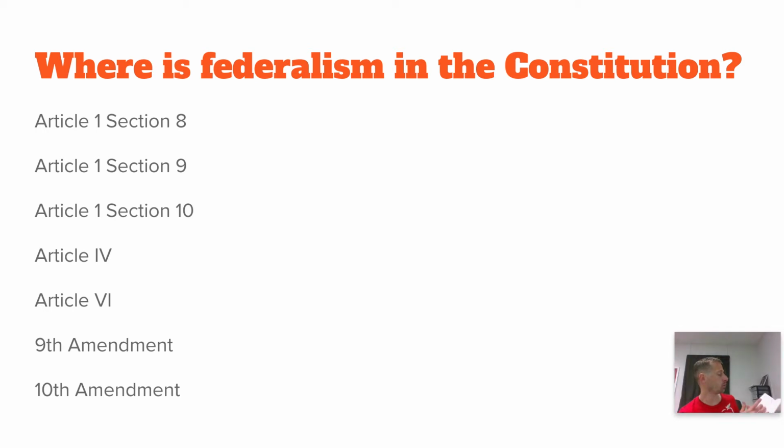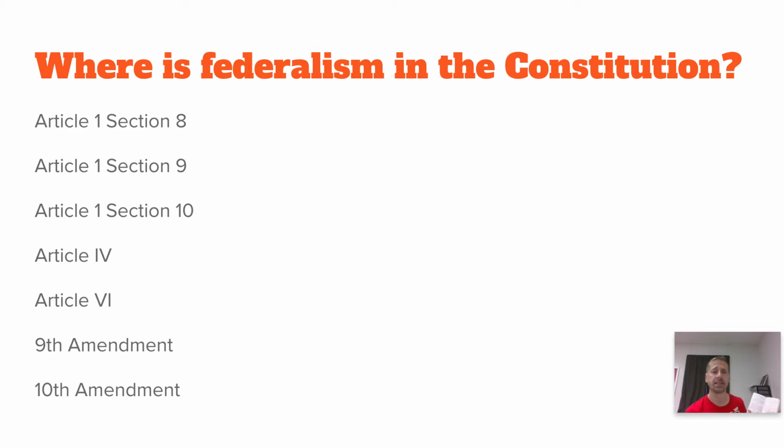Now, if we go to the Ninth Amendment, it says, the enumeration in this Constitution of certain rights shall not be construed to deny or disparage other rights retained by the people. So what does this mean, the Ninth Amendment? It says just because some rights aren't listed in this Constitution doesn't mean we don't have them. And so this deals with federalism because it says the federal government just can't take away rights just because they're not listed in the Constitution.